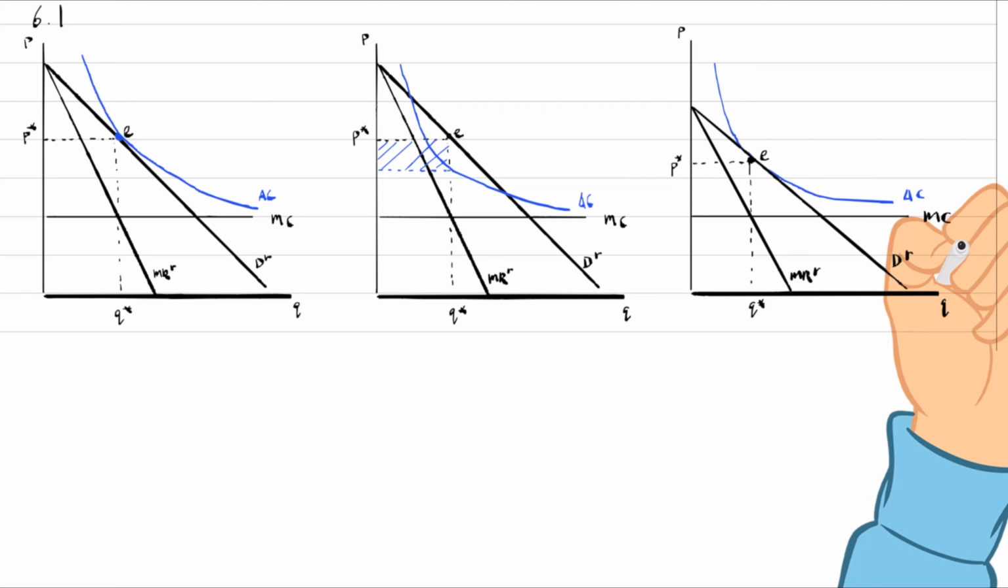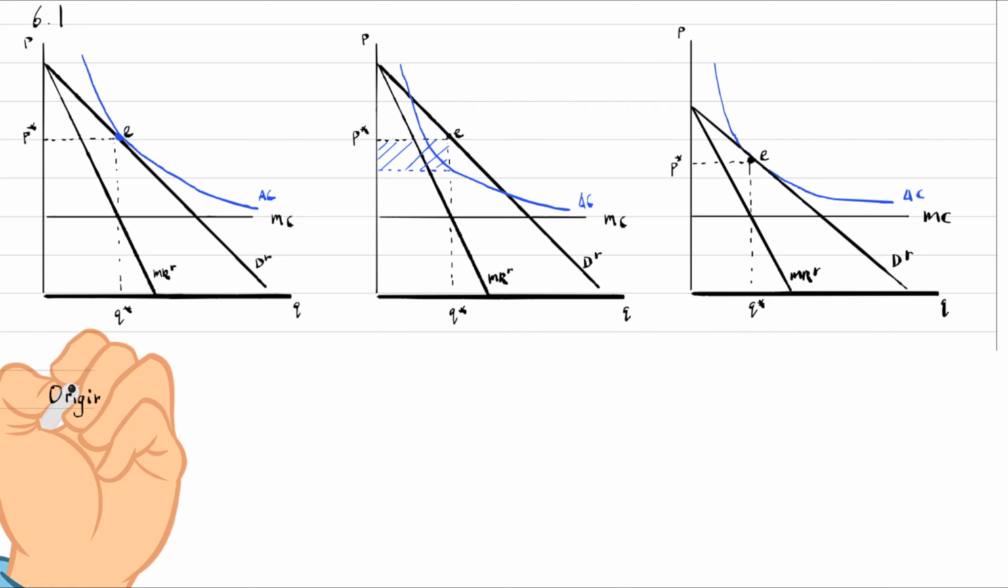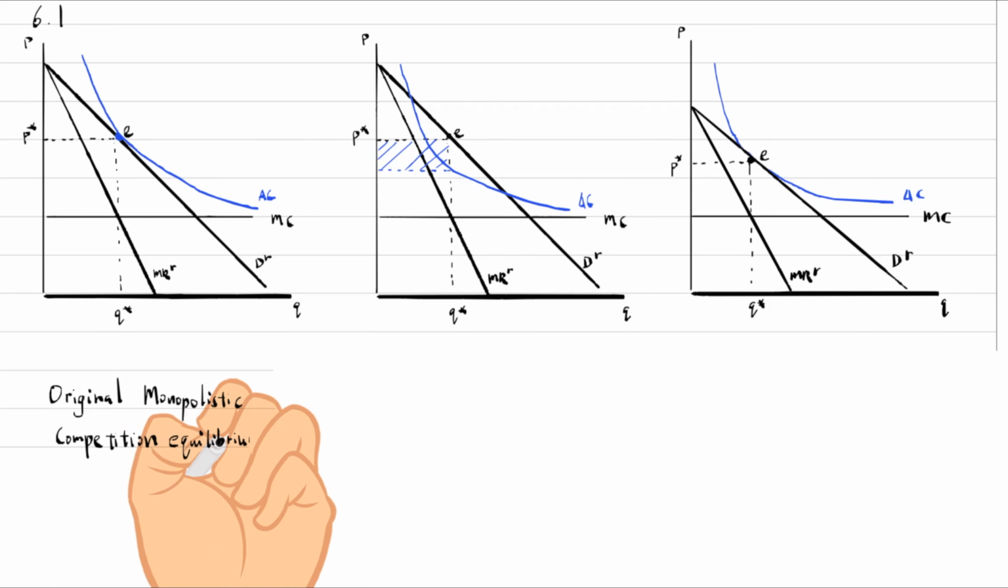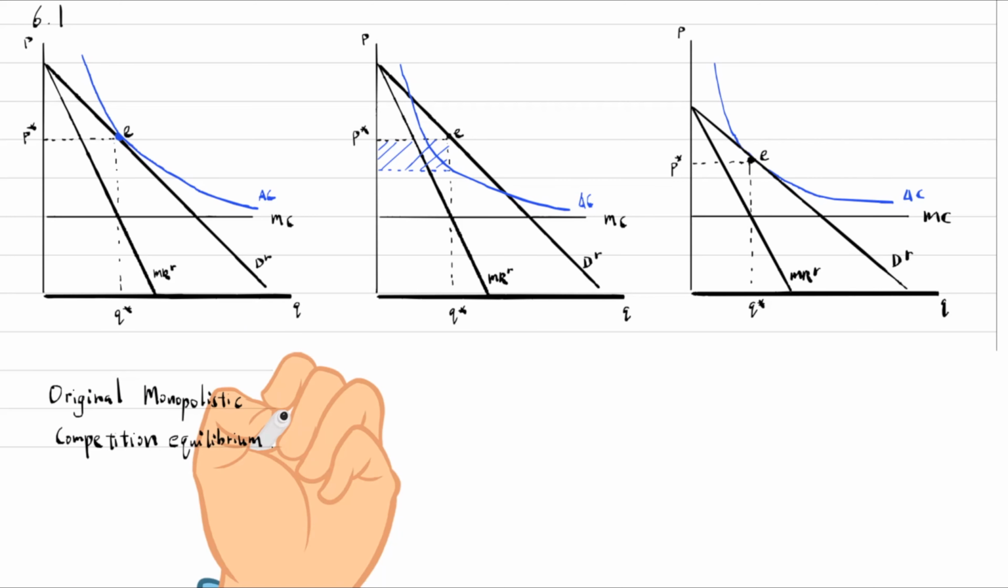We can draw graphs to show the effect of the subsidy on the monopolistic competition equilibrium. The first figure shows the original monopolistic competition equilibrium. Each firm produces Q* units, where marginal revenue equals marginal cost. The residual demand curve determines the market price, P*. Because price equals average cost, the firm makes zero profit.